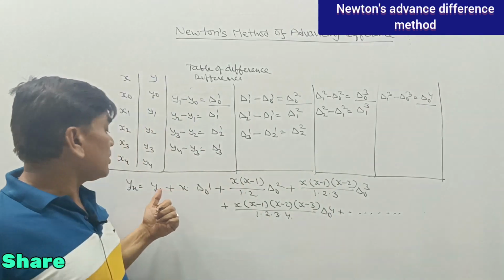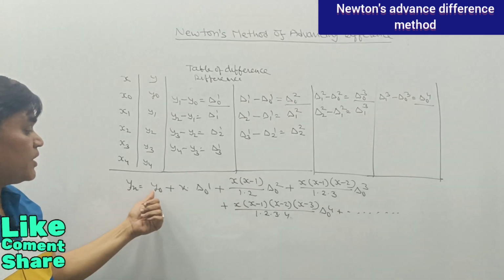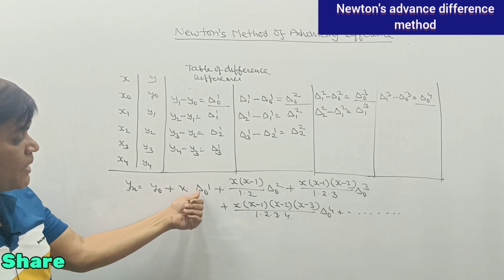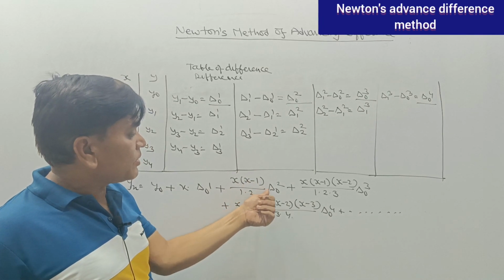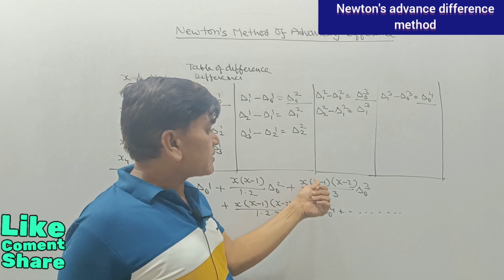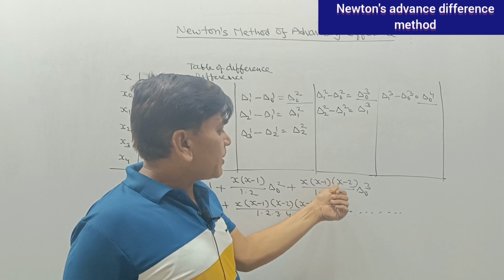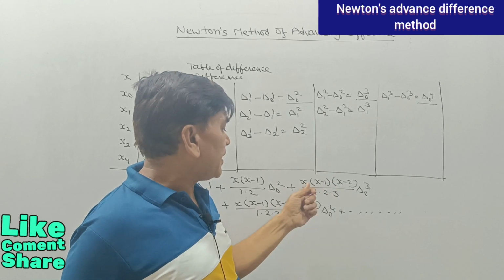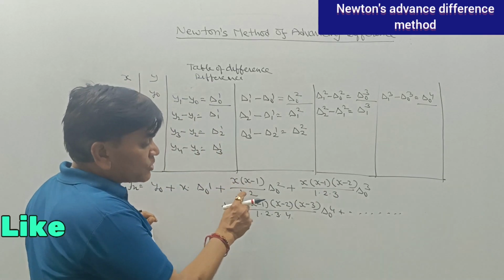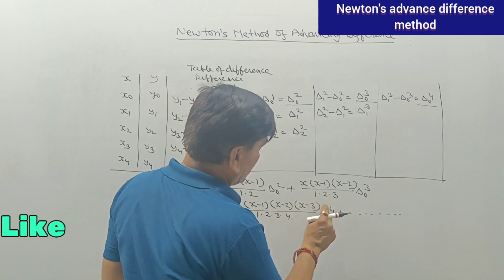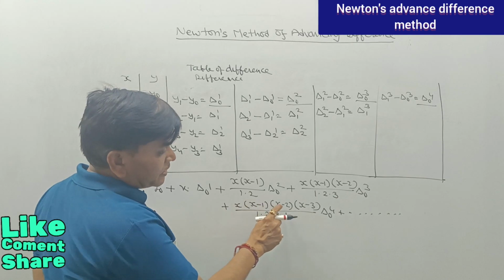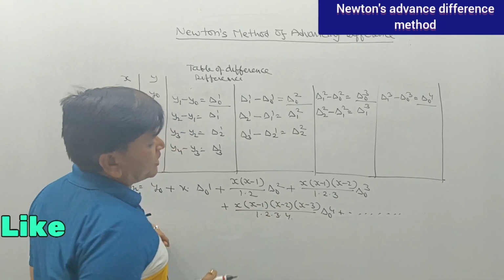So this is the formula: yx is equal to y0 plus x multiplied by delta 0 1 plus x minus 1 divided by 1 and 2 delta 0 2 plus x minus 1 x minus 2 upon 1 2 3. Here, with delta 2, 2 numbers are there, 1 and 2. Here with 3, 1 2 3 are there. Here with 4, 1 2 3 4 are there.